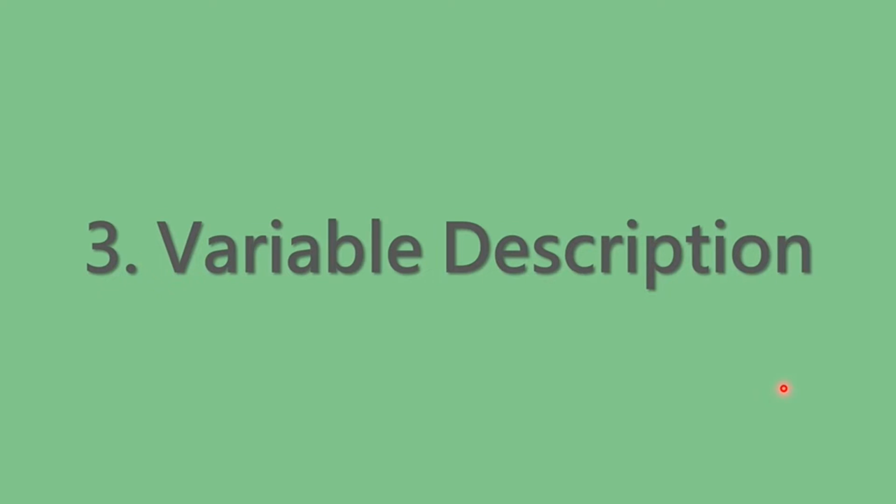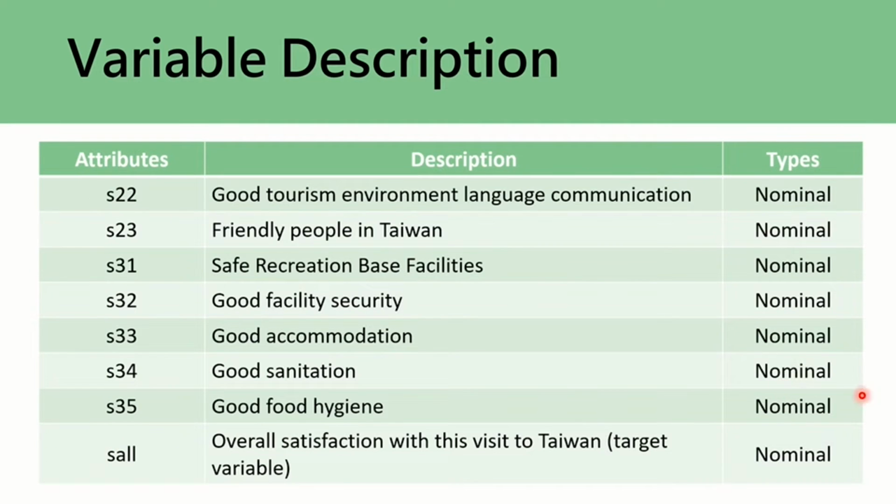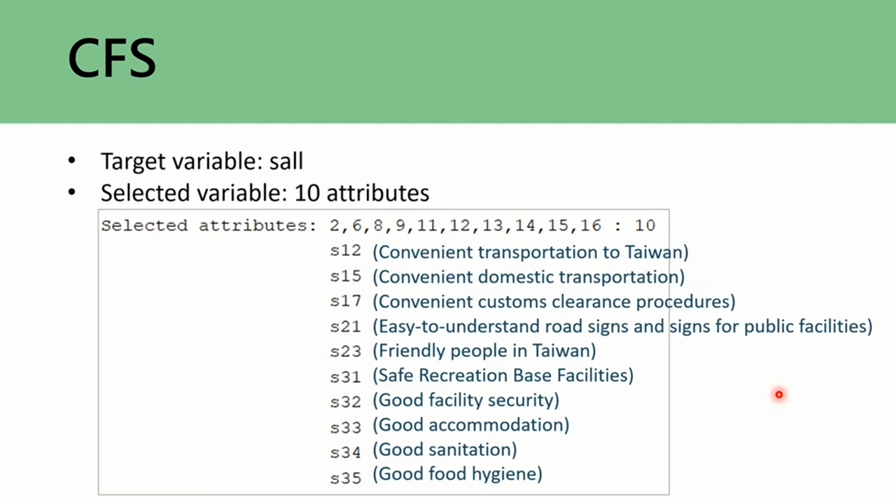Next, I will describe variables. There are 17 attributes. The types of them are nominal, and SO is the target variable. I'm going to introduce 3 methods for selecting variables. The first one is CFS. The target variable is SO, and the following 10 attributes are chosen.